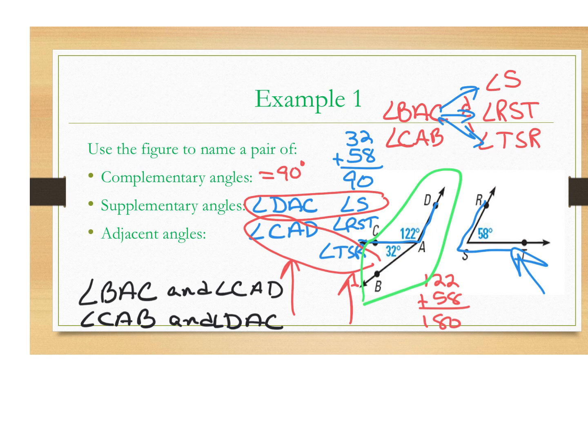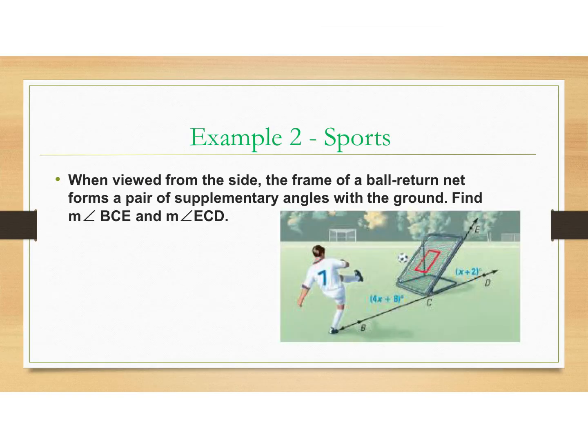So the next one is a real life application, tying it to sports. So here it says, when viewed from the side, the frame of a ball return net forms a pair of supplementary angles with the ground. Find the measure of BCE. BCE is here. Here's B, here's C, here's E. This is the first angle we need to find the measure of. And then the second one is the ECD, which is going to be here, here, and here.